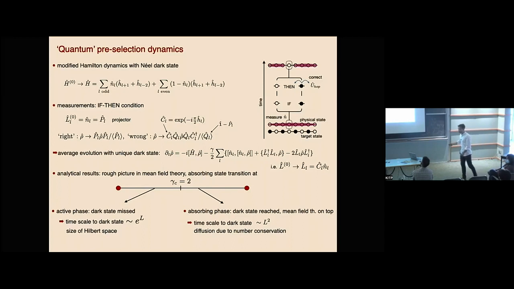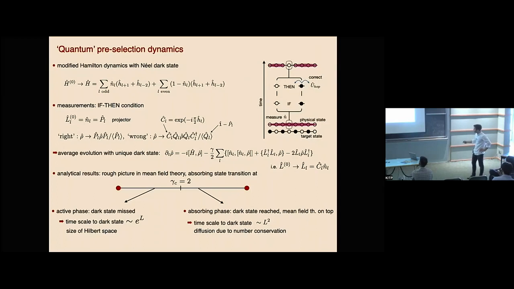And you can see this in rather simple analytics, in a mean field theory. There is an absorbing state transition at a critical rate gamma equals 2. So indeed, in the active phase, the dark state is missed up to time scales exponential in the system size, the size of the Hilbert space.